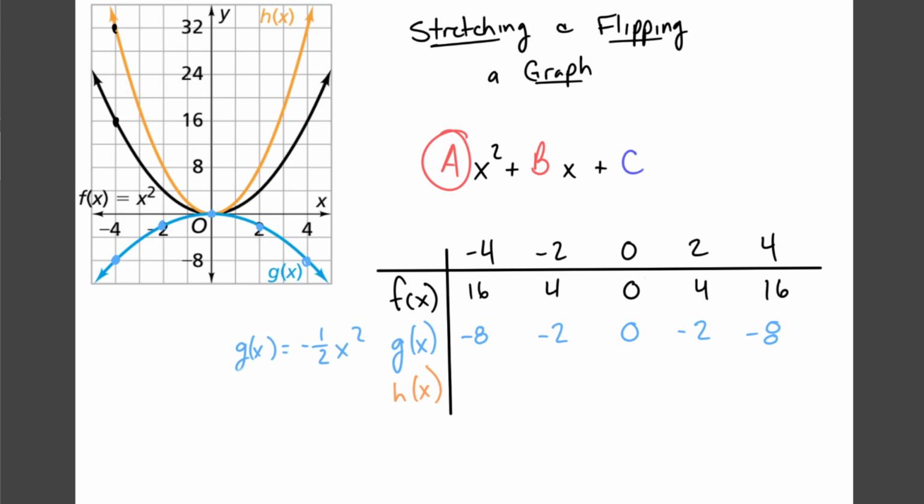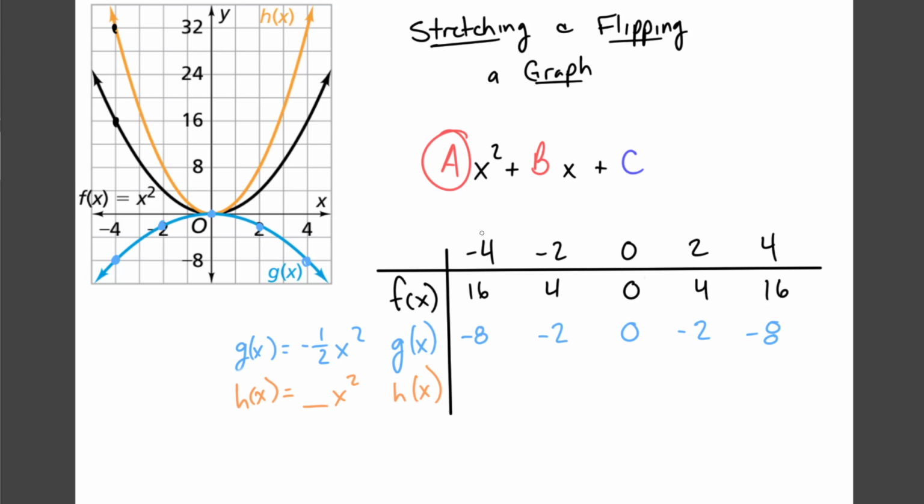Our h equation, h of x is equal to, once again, we do know it's still going to have something to do with x squared, but our coefficient is going to be different this time. We got to find out what is the coefficient that we're multiplying by x squared to get these values. Just like last time, I'm going to fill in each one of my h of x values.